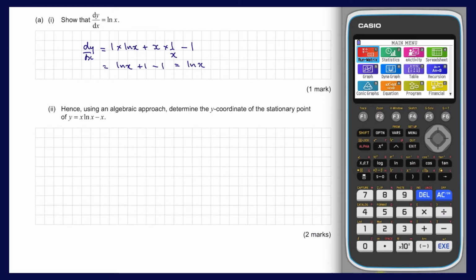A part 2 says, hence use an algebraic approach to determine the y-coordinate of the stationary point. So first of all, worth remembering that we're looking for a y-coordinate. Don't want to miss that little bit of information there. And secondly, we're going to use an algebraic approach to find a stationary point. So we'll start with dy/dx equal to 0. That'll be when ln x equals 0, which is when x equals 1. And then we need our y-coordinate. y will be 1 times ln 1 minus 1, which is minus 1. And there's our y-coordinate as required.